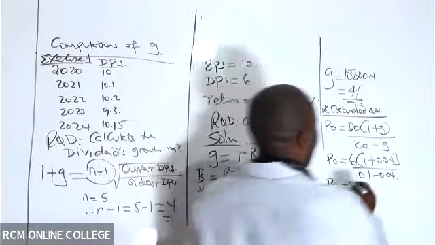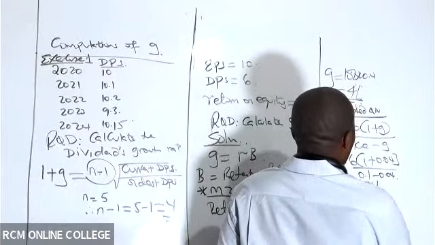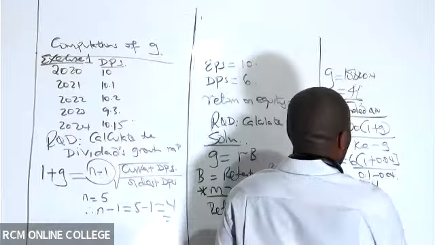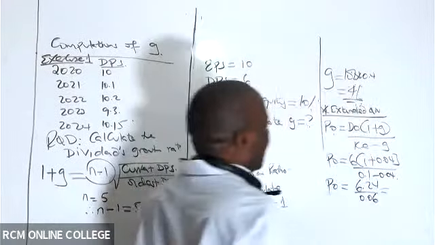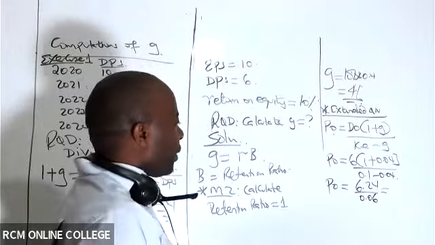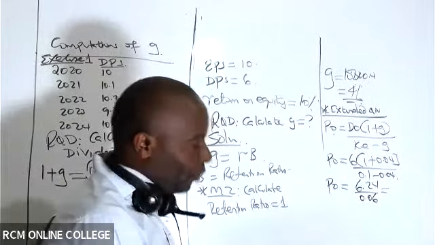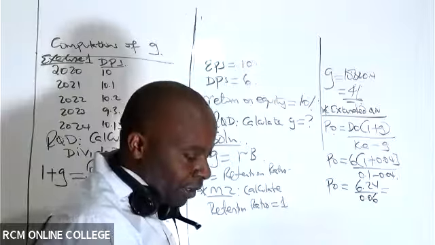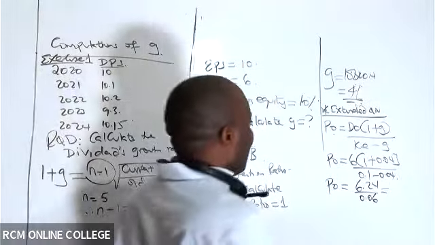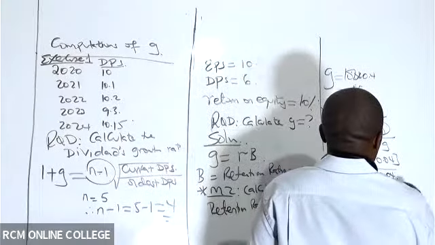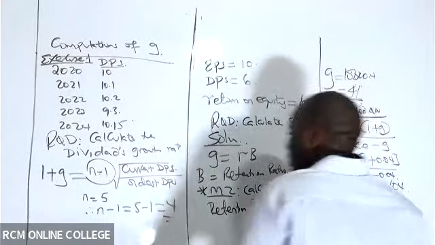6.24. So 6.24 all over this minus 0.04, which gives me 0.06. So what are we able to get here? 6.24 divided by 0.06 gives me 104. That gives me a value of a share of 104.